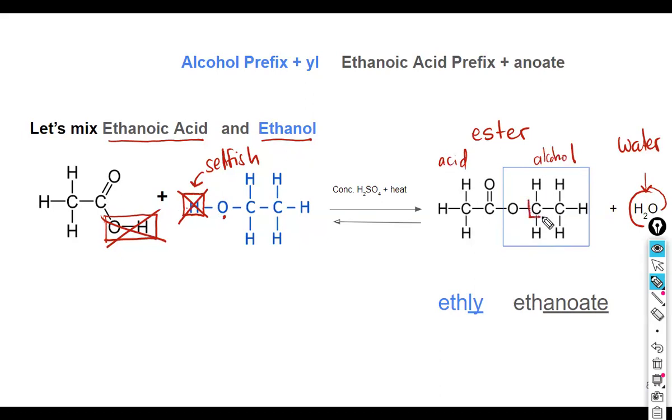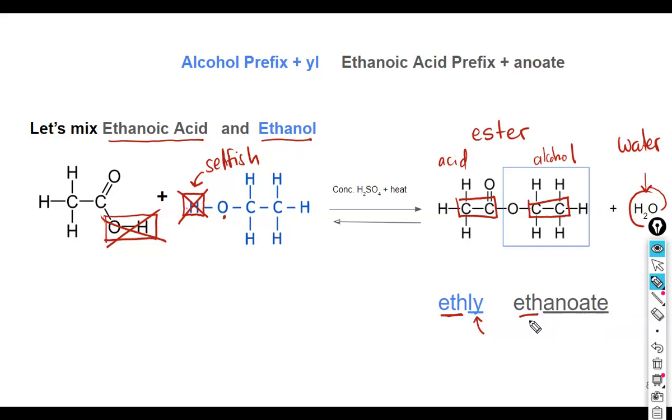You notice the alcohol has two C's. So he is Et. So you started with Et and it ends with YL. The acid is also Et. He has two C's, but his part of the name ends with anoate.